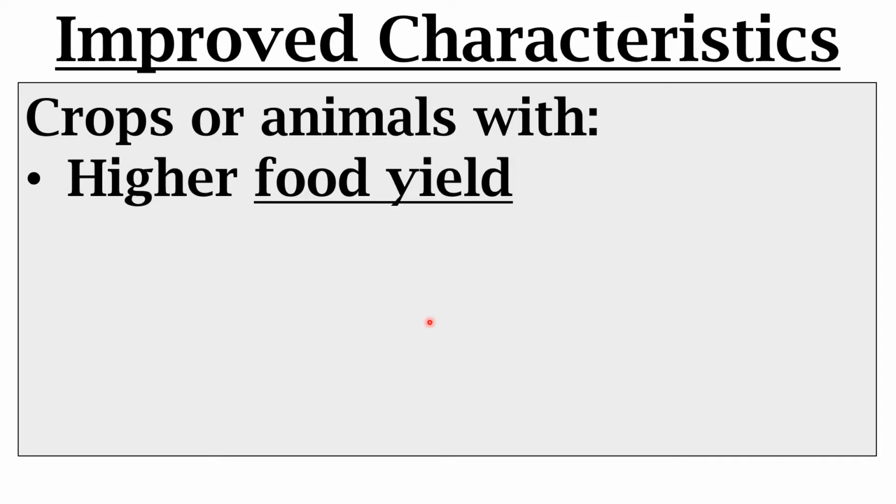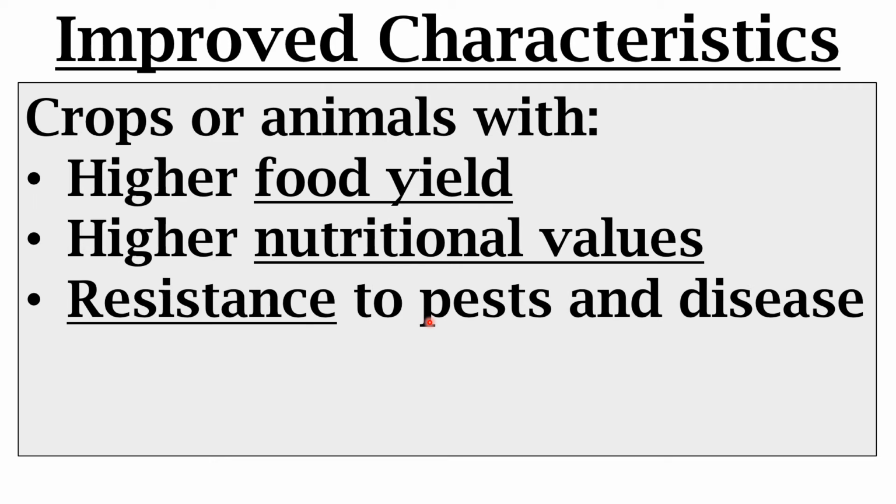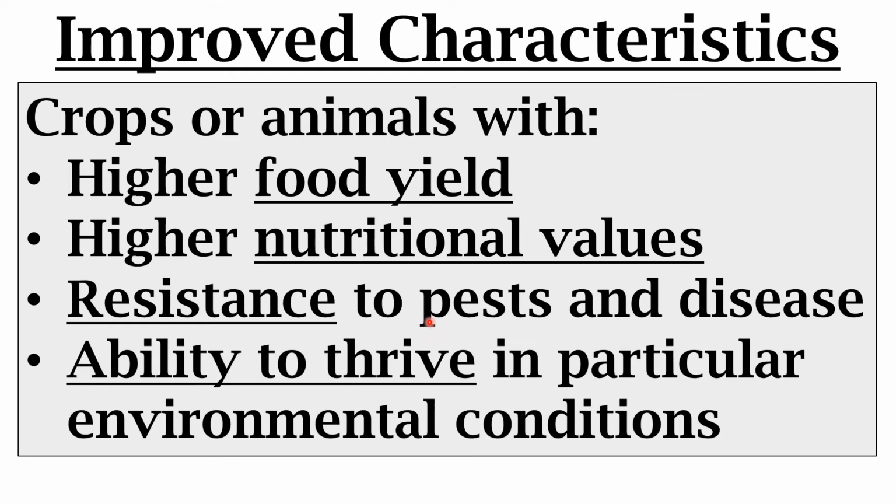So what you should have is any one of these. So you want a higher food yield, so that might just be simply larger crops. Higher nutritional values, resistance to pests and disease, and finally the ability to thrive in particular environmental conditions. Or you could have put it a bit more simply, you could have been specific there, you could have said be able to grow in areas where there is low rainfall.